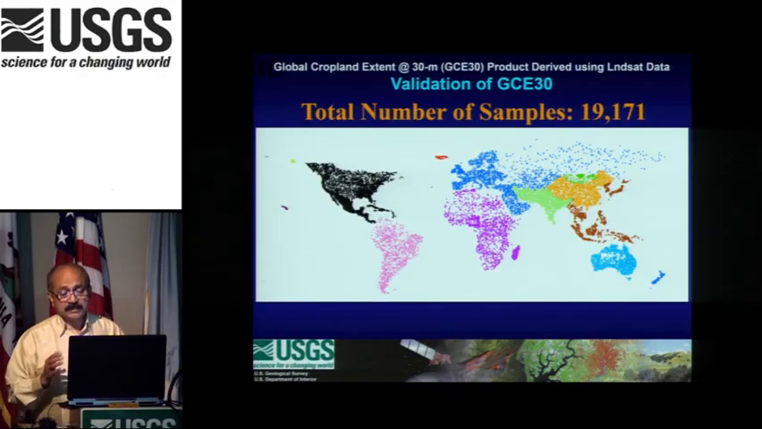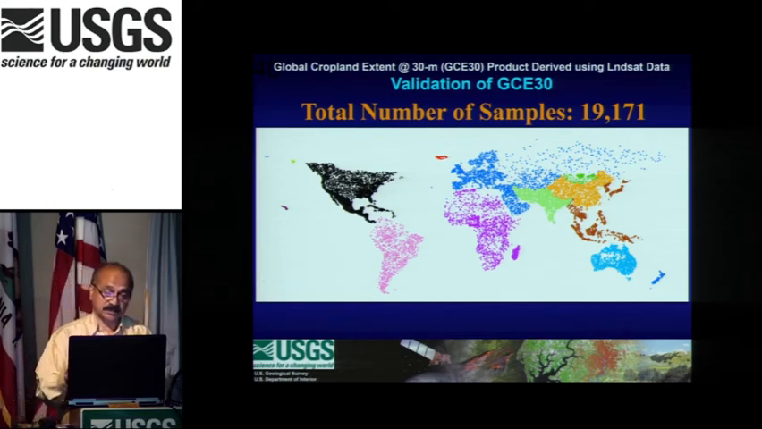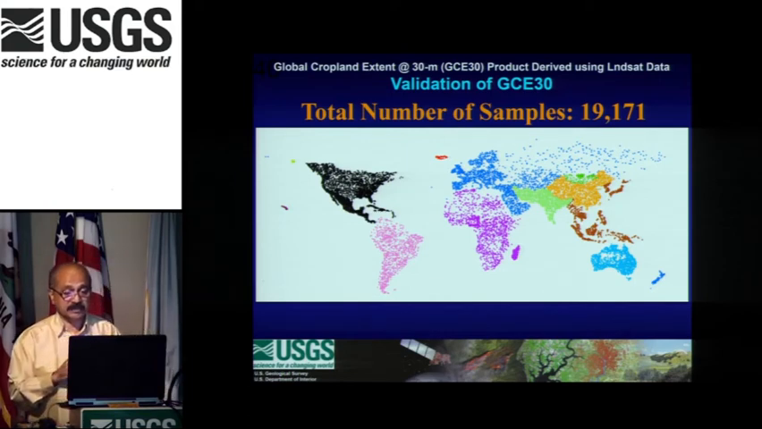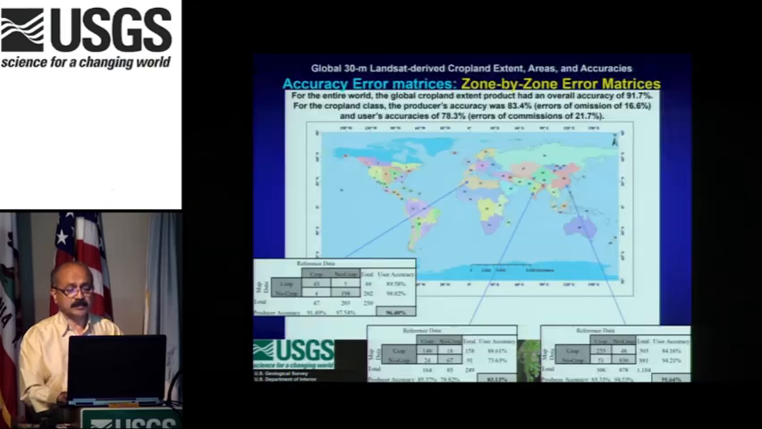Now let us look at the accuracy. The accuracy assessment was done by Russ Congalton and his group at the University of New Hampshire. Russ is a known authority on accuracy, and these are the data points. The data points, of course, were gathered by our team, and the accuracy goes like this.